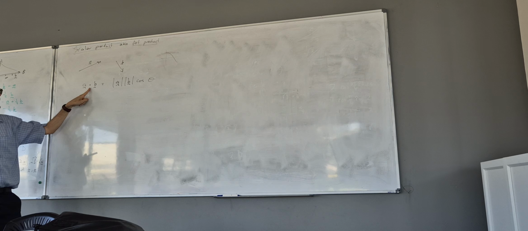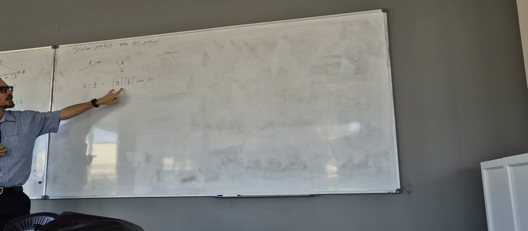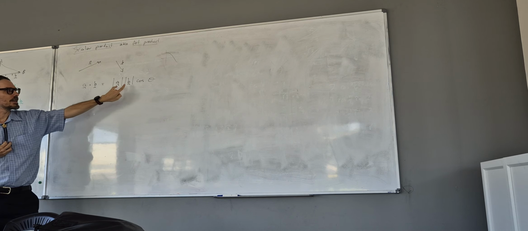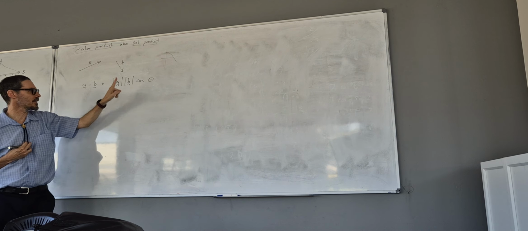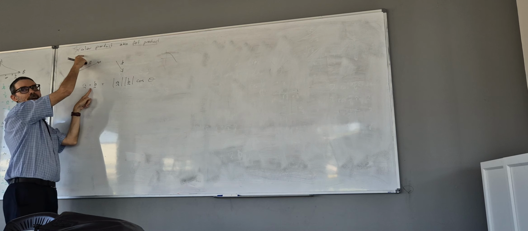This operation is called the dot product. Notice, this is a length, this is a length, this is a number. What I've got out of this multiplication is a scalar, not a vector.